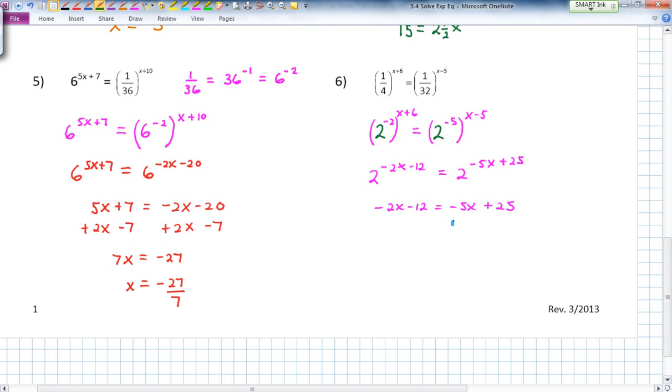Let's go ahead and add 5x to both sides and add 12 to both sides. We're going to end up with 3x equal to 37. So x is equal to 37 thirds.